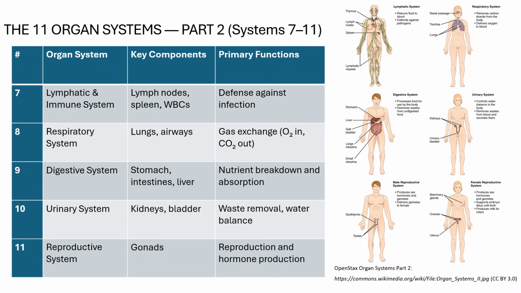The digestive system breaks food into usable nutrients. The urinary system, led by the kidneys, filters blood and regulates water balance. The reproductive system is unique, the only system not essential for individual survival, but essential for species survival. The key point: none of these systems works alone. They are all interconnected, working together every moment to maintain homeostasis.